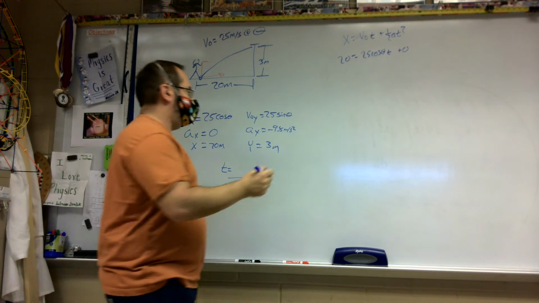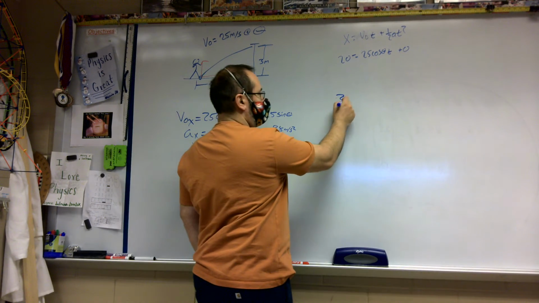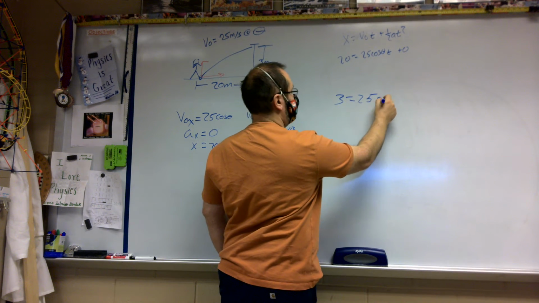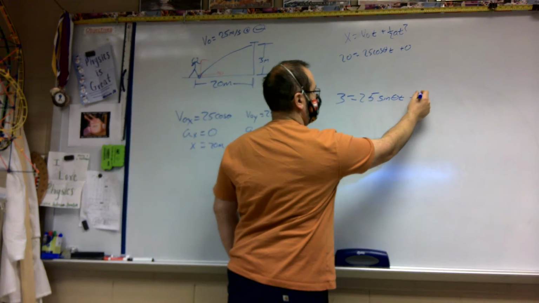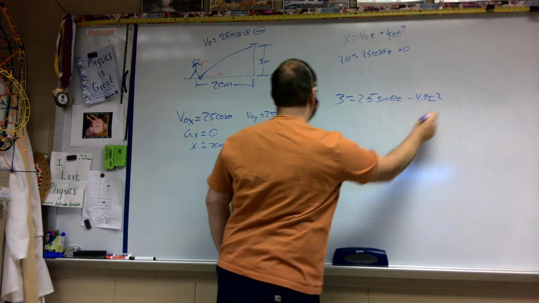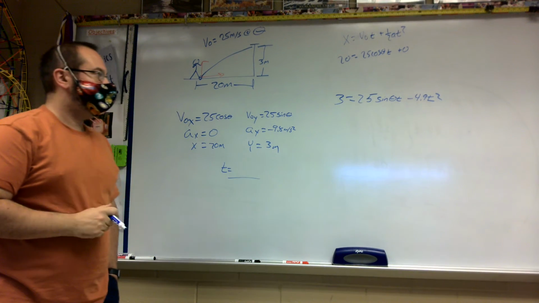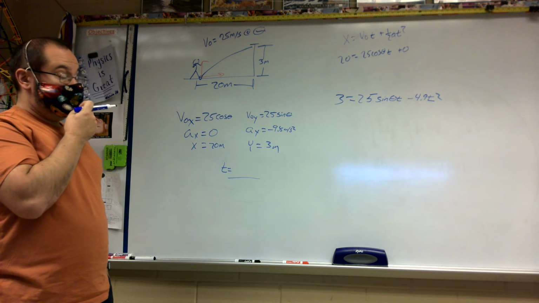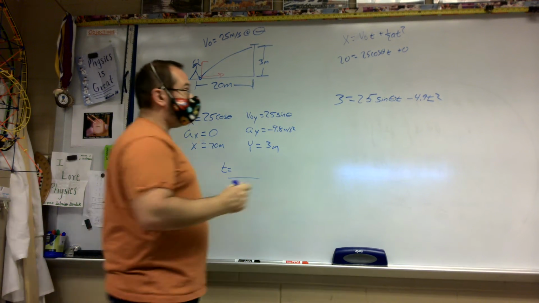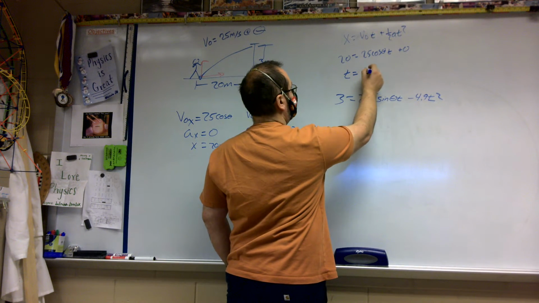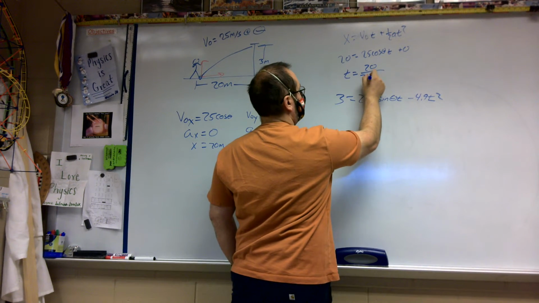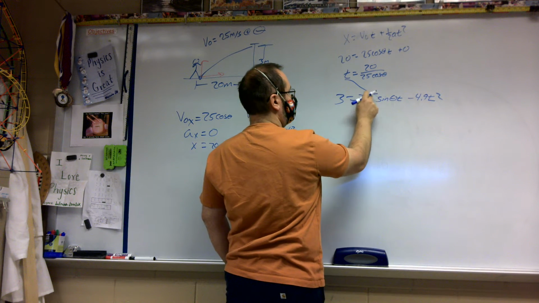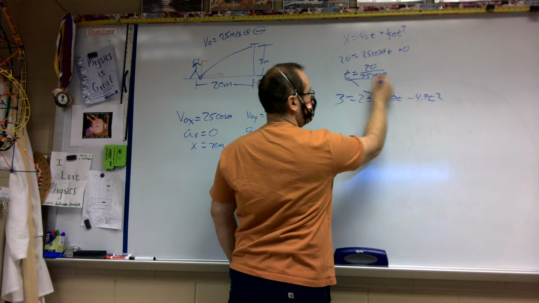And in the y direction, 3 is equal to 25 sine theta t minus 4.9 t squared. Again, half of 9.8, negative 4.9. And so we would solve this for t. We can't really solve it for theta very well. So t is equal to 20 divided by 25 cosine theta. We're going to substitute that in here and here.